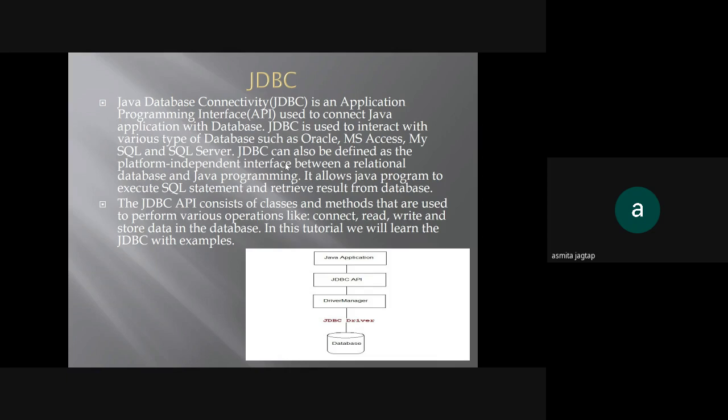JDBC is used to interact with various types of databases such as Oracle, MS Access, MySQL, SQL Server. The syntax or logic of all those queries is the same. Some of the syntax may differ in different databases, but the query patterns and everything are pretty much similar. So JDBC can also be defined as a platform-independent interface between the relational database and Java programming.